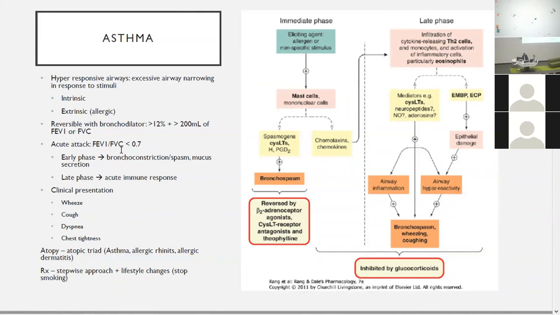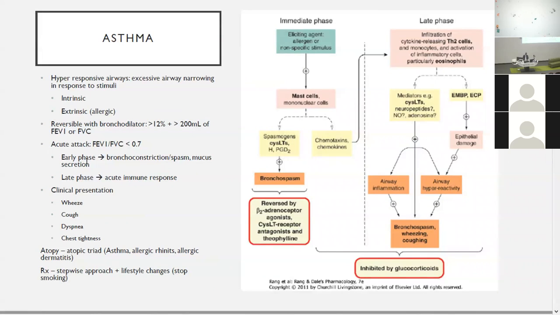And an acute asthma attack is where your FEV1/FVC is less than 0.7. Because if you have severe asthma, your FEV1/FVC is usually below 0.7 at rest, so this is just more for somebody with mild to moderate asthma. And the early phase of your asthma attack is your bronchoconstriction or spasm and mucus secretion. Your immune response is the late response.